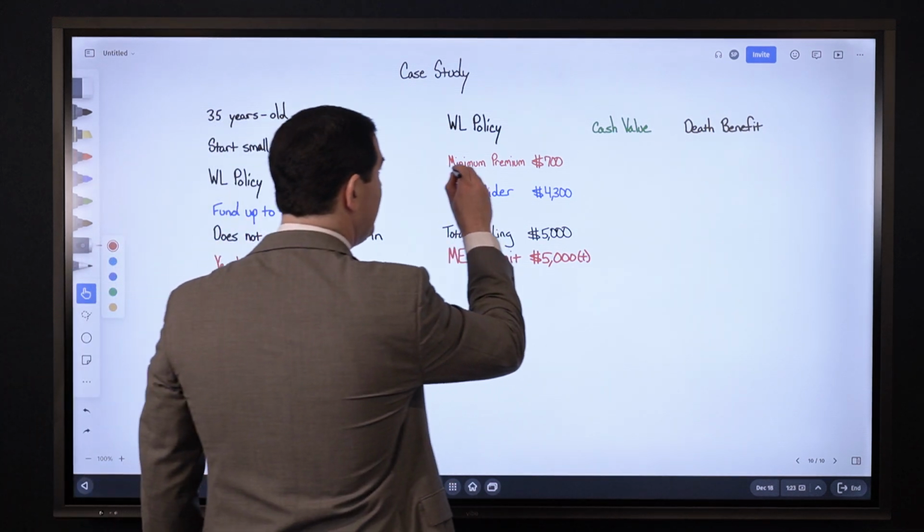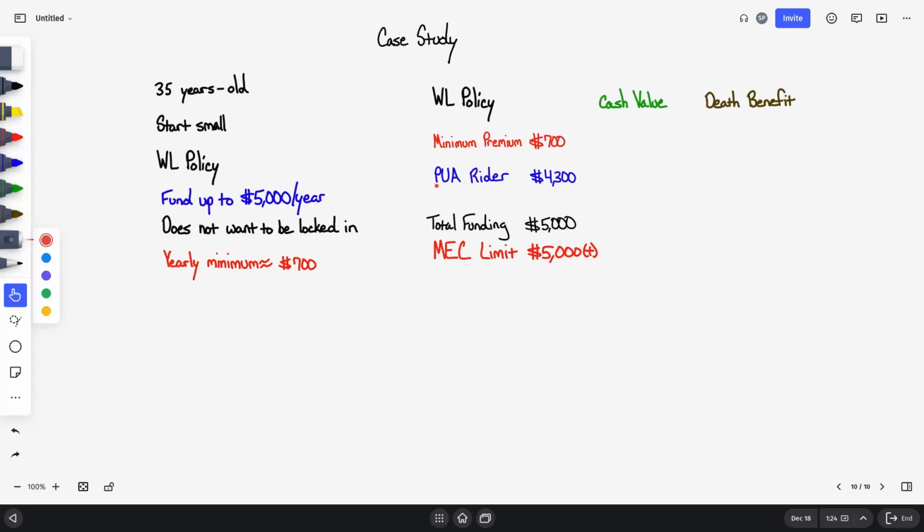We've got the premium piece, and then we've got our PUA rider. PUA stands for Paid Up Additions Rider. I like to refer to this as a cash dump-in. Add those two numbers together, we've got the total funding of $5,000. Remember, up to $5,000 per year.